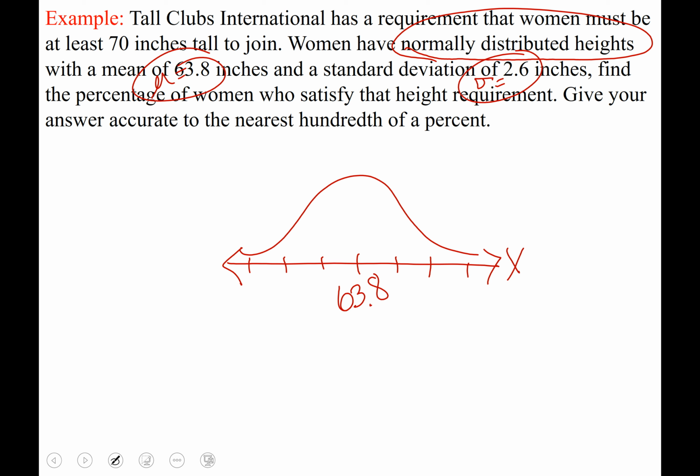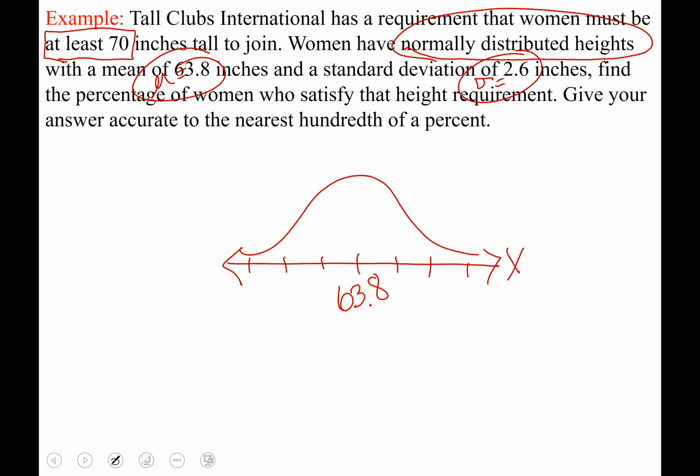Okay, where are we going to make our vertical cut and what side are we going to shade? That's the next thing we need to figure out here. It says that you have to be at least 70 inches tall. So our vertical cut is going to be at 70, and we're going to shade to the at least 70. I'll talk to you about that in just a second. I want to find where the 70 is at on the x-axis first.